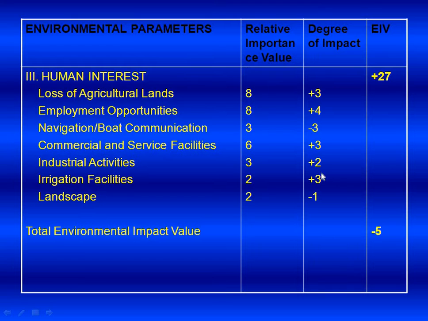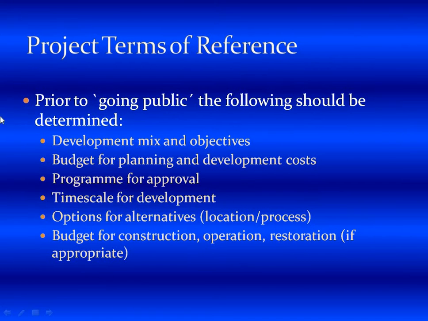So here there are positive and negative together, +23, and the total environmental impact value is -5. So now different alternatives have to be evaluated based on that. Then after that, the project terms of reference are referred to. It refers to what should be determined for going public. Number one, the development mix. Maybe some combination may be there, so you can propose something based on different alternative mixes.